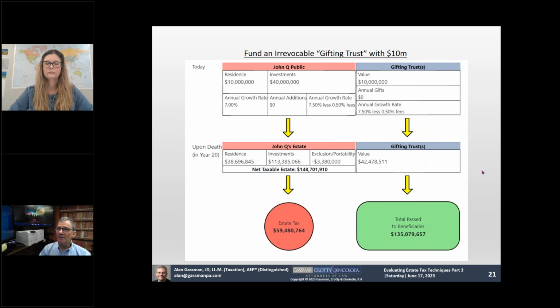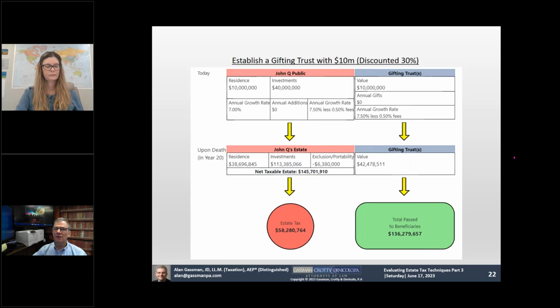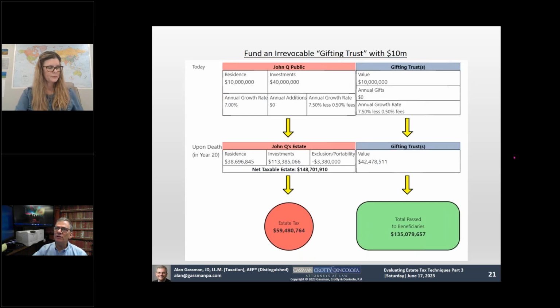So another thing is, what should he put in the gifting trust? And the answer is whatever is going to earn the most or grow the fastest. If he told us that he had a $10 million, or let's say a $13 million S corporation, earning $500,000 a year and going up in value by 7% a year, well, then of course we would put that in and the savings would be greater.